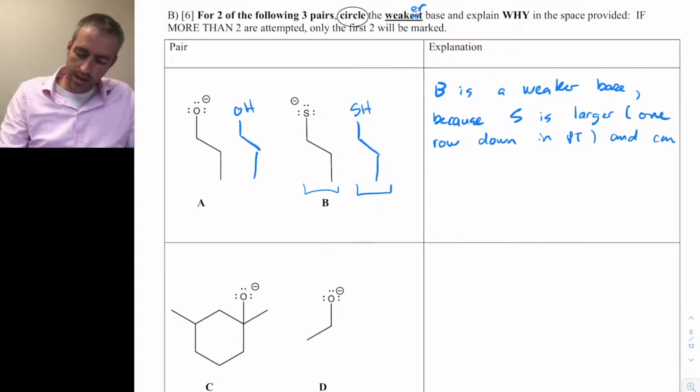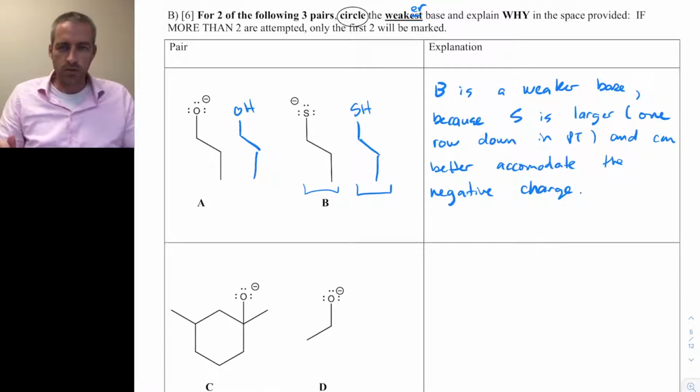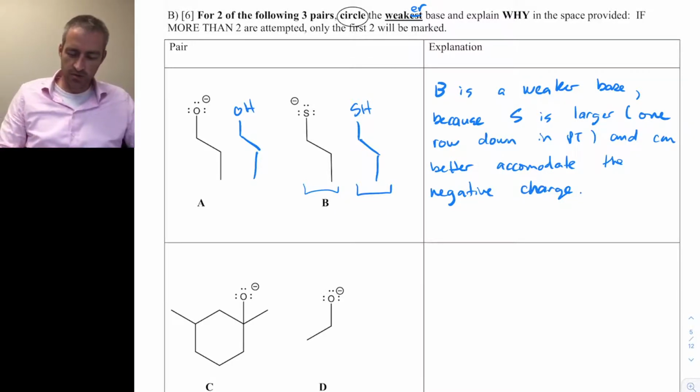and can better accommodate the negative charge. You can think of it as the negative charge is spread over a larger volume, and we know that charge does not like to be concentrated. So sulfur, it's concentrated less.